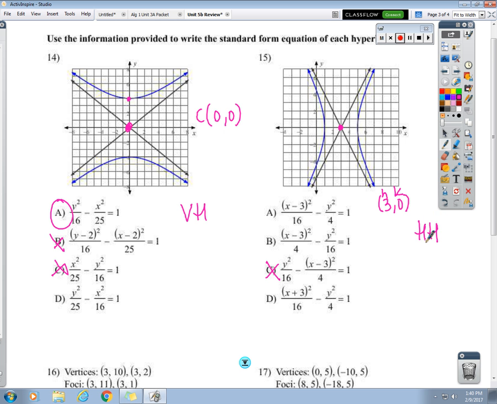And so does that rule out any of them? D. It should be x minus 3, because remember, there's a built-in minus in that formula. Now we just have to decide where the 16 goes and where the 4 goes. Well, if we go from the center to a vertex, it doesn't matter which way you go. How many units are you traveling? 2, which means under the x should be a 4, which is B. Any questions? All right, number 16.